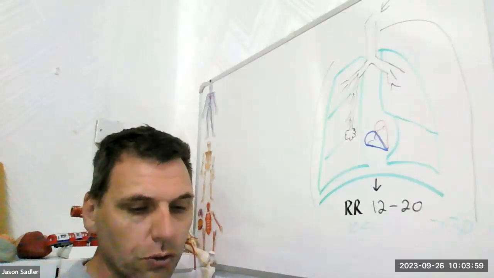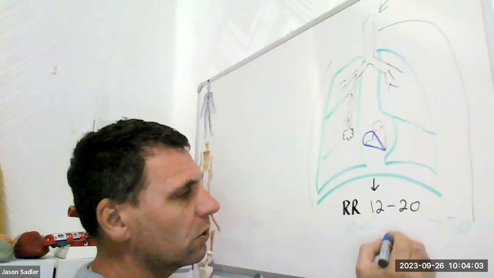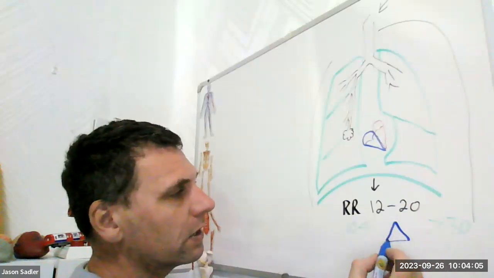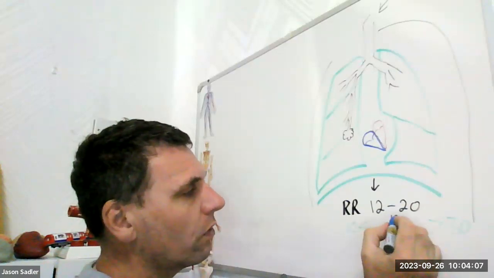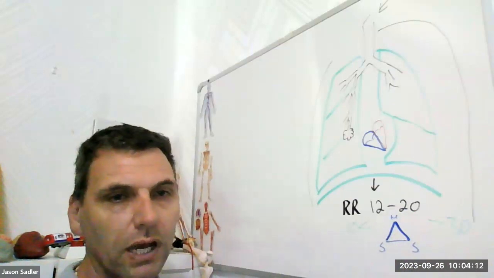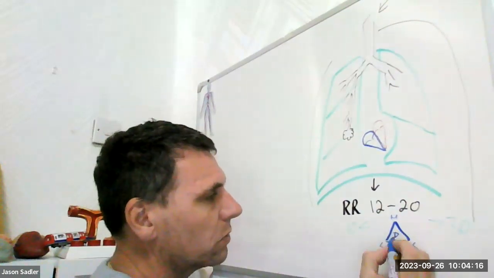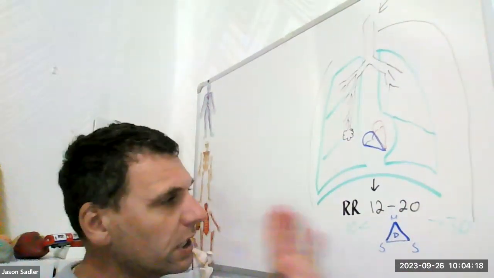We'll always use that diagnostic triangle, and I'll take this off in a second. With our diagnostic triangle, we've got our history, our signs, and our symptoms. So that's what we look at when we diagnose. Just put a little D in there. So to diagnose, you need a history.